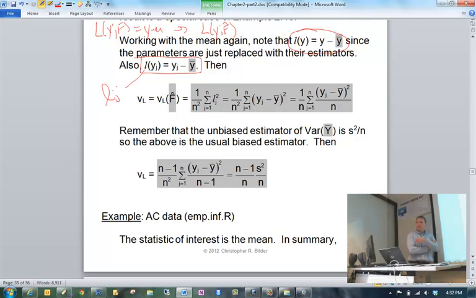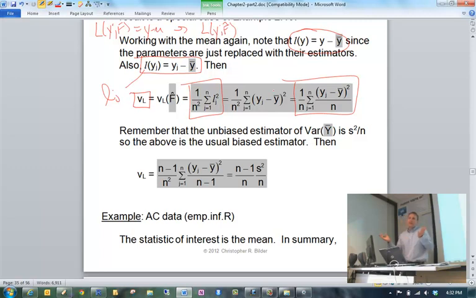And why do we want these? To get the nonparametric delta method estimate of the variance. So V sub L is simply 1 over n squared times the sum of all your empirical influence values squared. So I put in y_j minus y bar, do a little algebra, and I get this. Notice, this is simply the biased version of the estimate of variance for a sample mean. That's all.